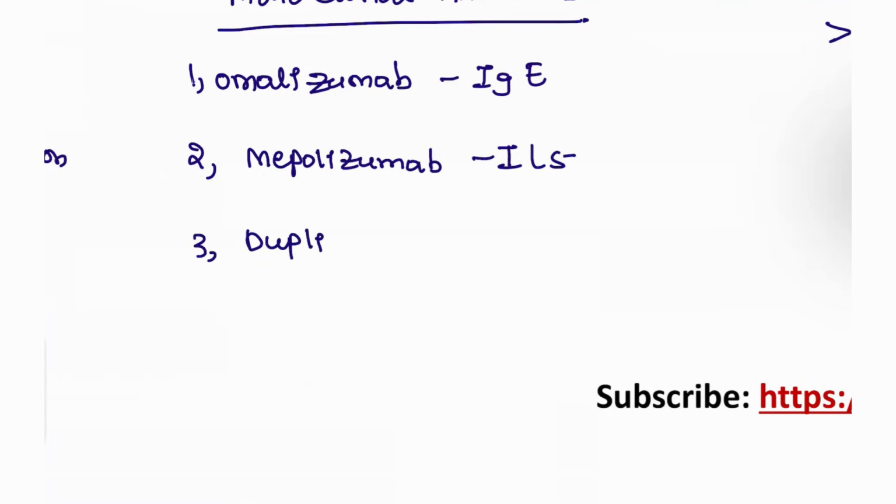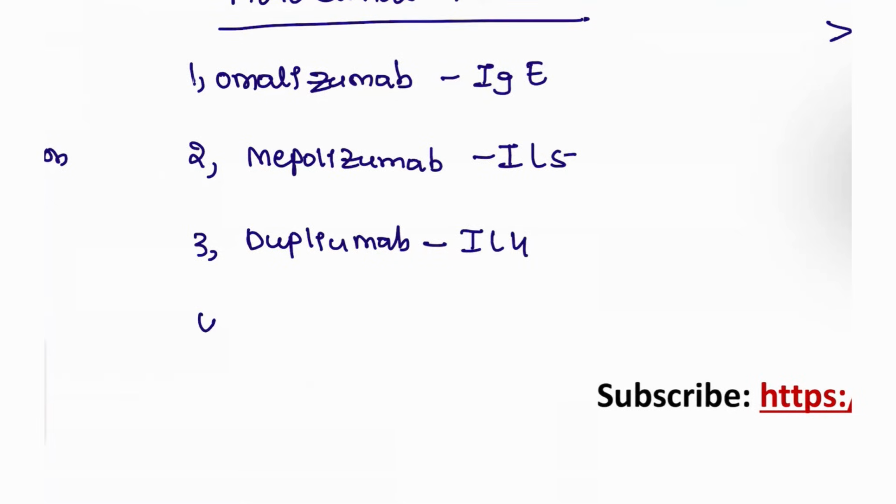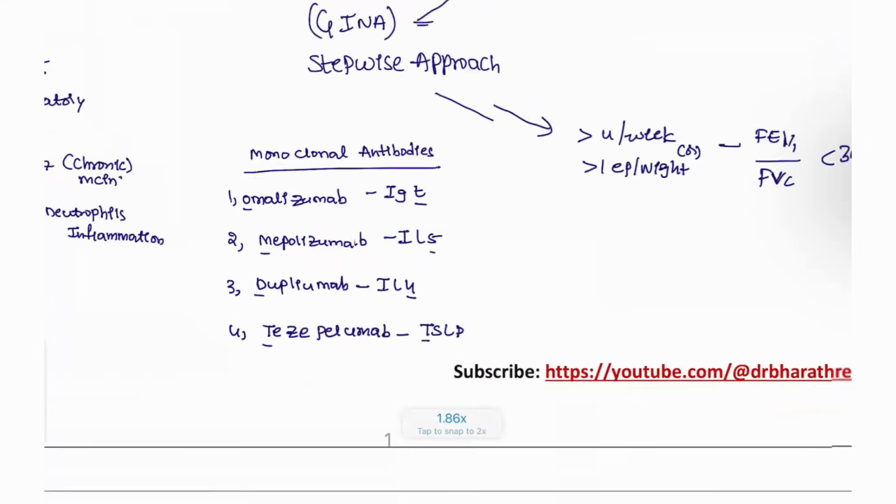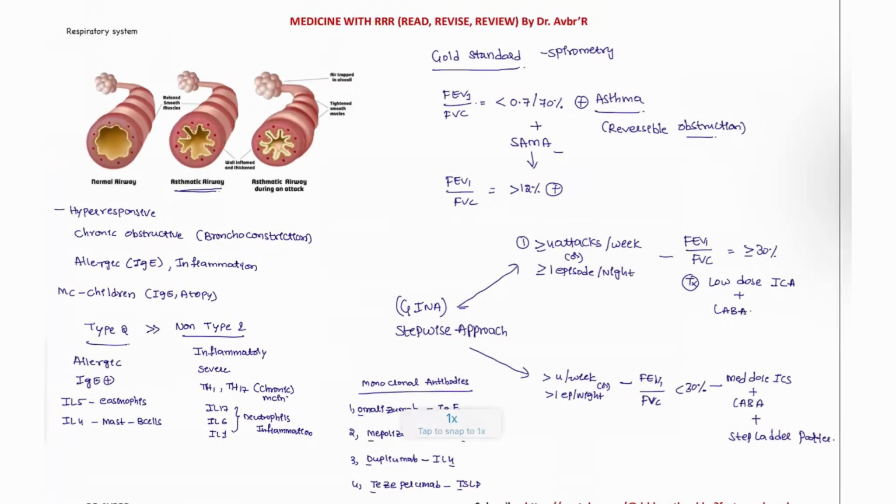Okay, dupilumab. This dupilumab is going to act on the IL-4 receptor. Okay, next, fourth one. Remember, this is tezepelumab, a monoclonal antibody involving TSLP, thymic stromal lymphopoietin, right? It is going to block it. So these are the important ones that you have to remember. T, A, B, C, D, fourth one, T for tezepelumab, omali for IgE, M for IL-5. Remember that way. These are the important factors that you have to take note of.